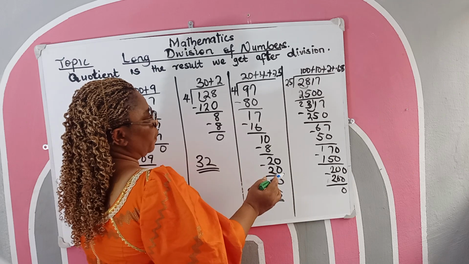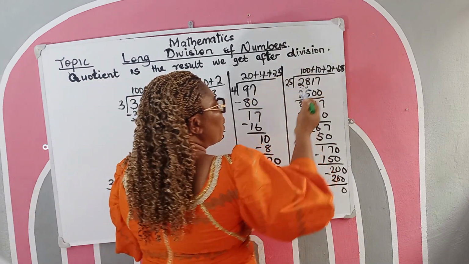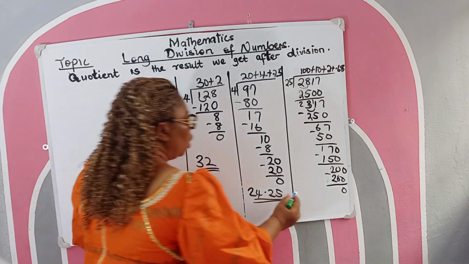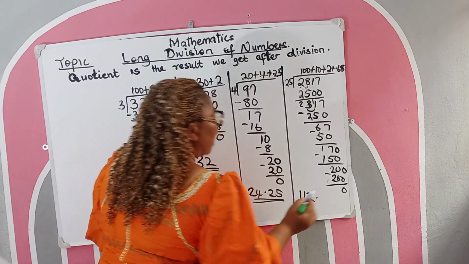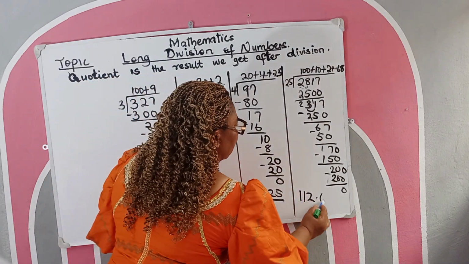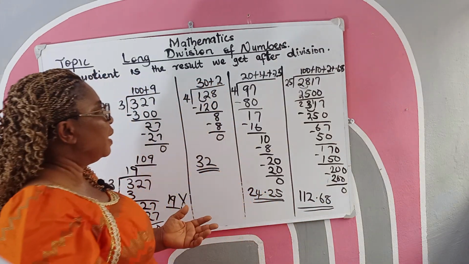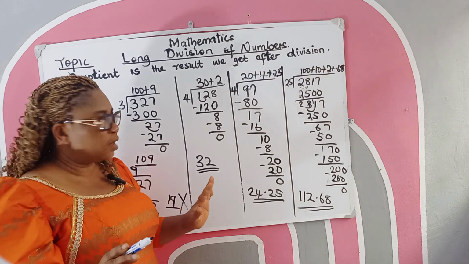And look at this one. 100 plus 10 will give me 110. Plus 2 will give me 112. I put my decimal and I represent the 68 after the decimal. Can you see the answer? Very simple. It's not stressful.